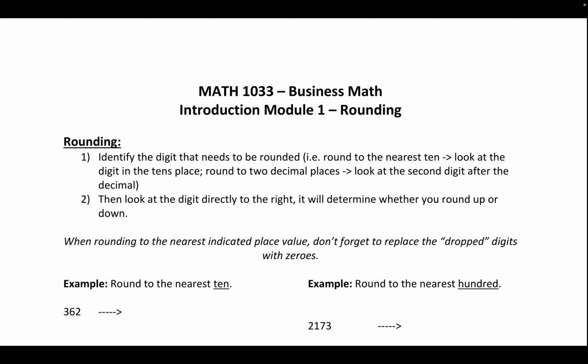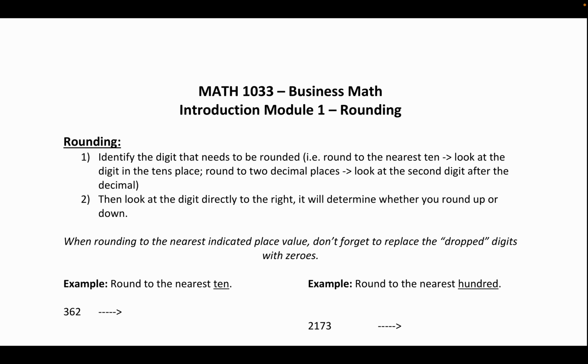With money, we are quite often rounding to 2 decimal places so that our values can reflect dollars and cents. There are 2 steps to be followed when you're rounding a value. The first thing is to identify the digit that needs to be rounded. If we're rounding to the nearest 10, we're looking at the digit in the tens place. If you're rounding to 2 decimal places, you're looking at the second digit after the decimal point. Then, once you've identified that digit, you look at the digit directly to the right of it. That will determine whether you round up or round down.